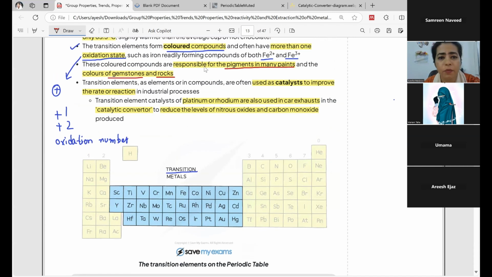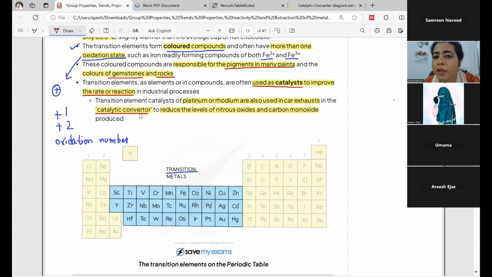Transition metals, we have seen their uses. They are also used as catalysts. Most of them are important because they help in speeding up the reaction. So we use them as catalysts. One use of transition metals as a catalyst is in the catalytic converter. We have a separate chapter on the catalytic converter, so I will not go into a long discussion here, but I will give you a little summary.